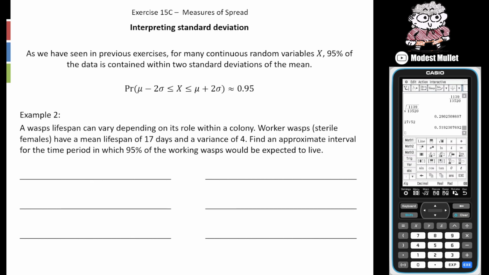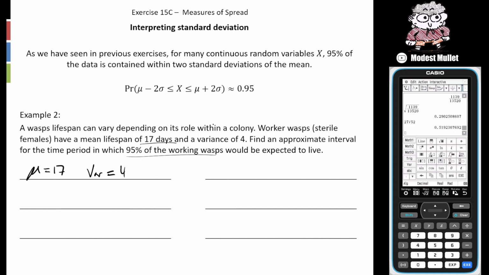So really quickly, a wasp lifespan can vary depending on its role within a colony. The worker wasps have a mean lifespan of 17 days. Okay, so the expected value is 17. Okay, and the variance, actually let's write var for variance, is 4 days. Find the approximate interval for the time period in which 95% of the working wasps will be expected to live.